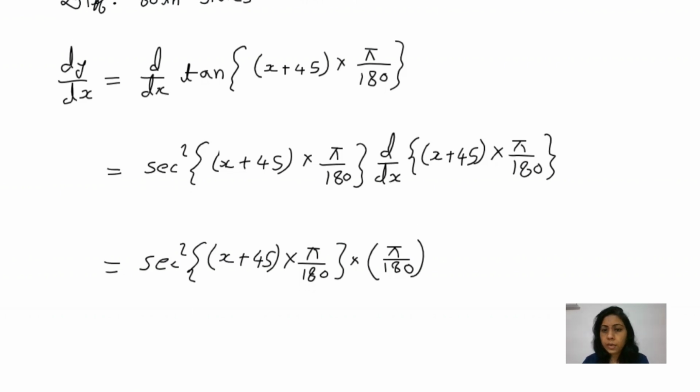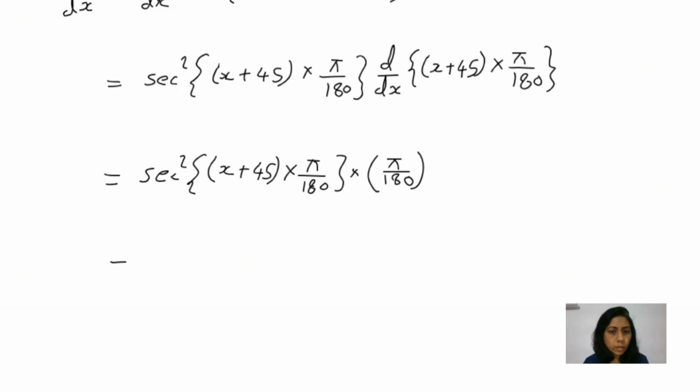So our final answer is pi by 180 sec square, and this is in radian form, so we can convert into degree form. So sec square of (x degree + 45 degree), because our question was in degree. Okay, and this is our final answer.